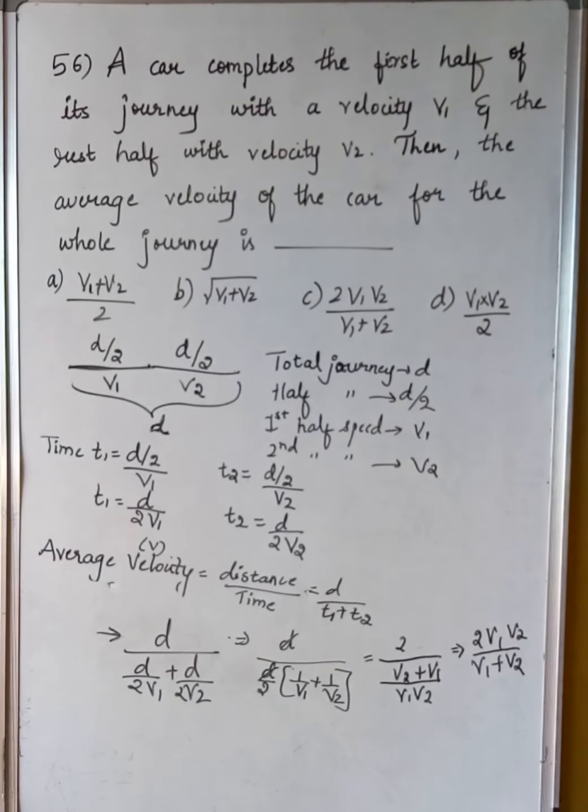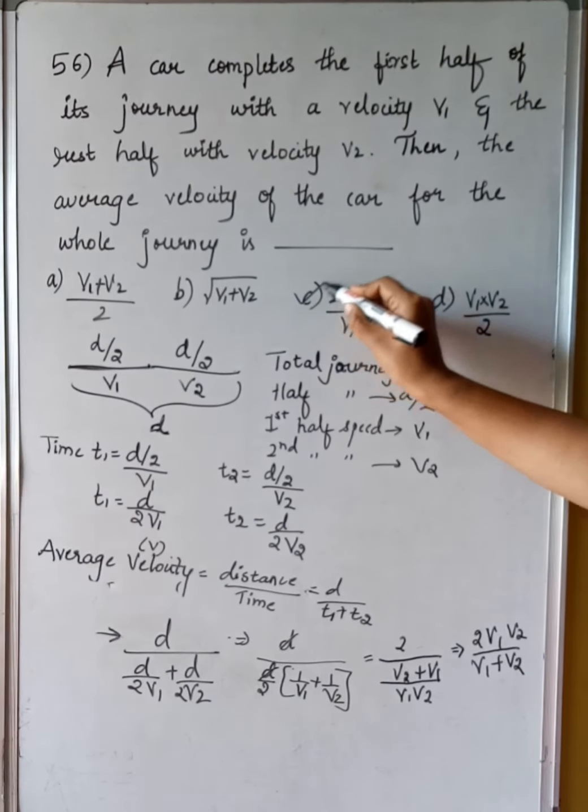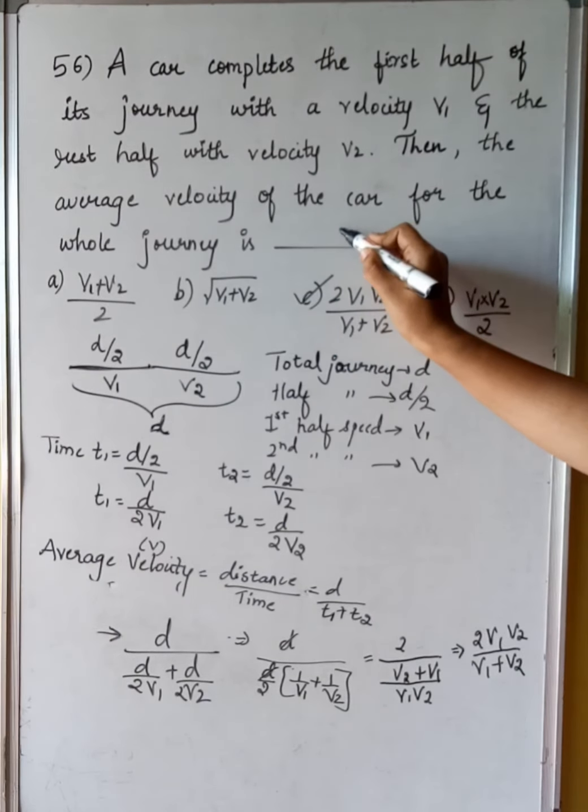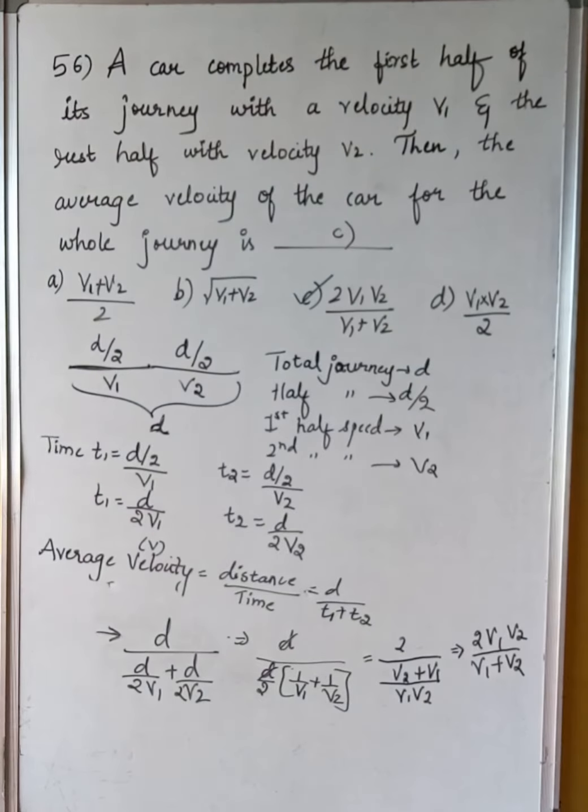Hope this is clear for you. Now just check with the answer whether we have that option. Yes, we have it here. That is the third option, so the third option is C. The average velocity of the car to complete the whole journey is 2 V1 V2 divided by V1 plus V2.